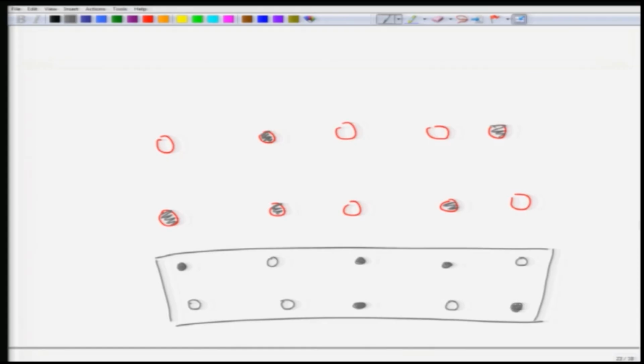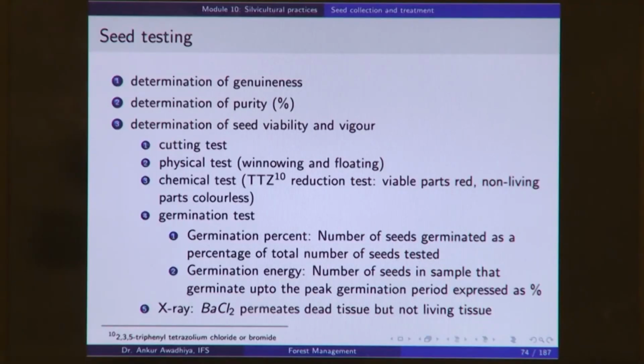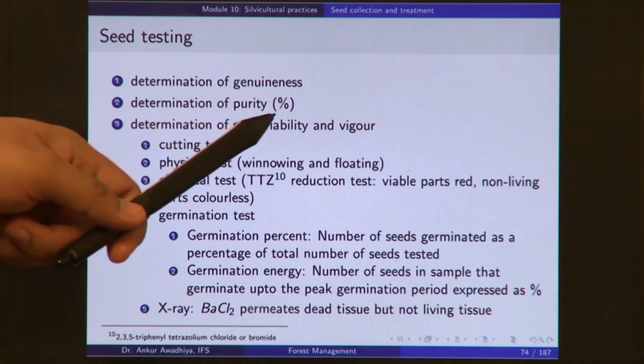So, anything that is dark on the film, where the film was getting exposed, it means that the X-rays were able to pass through the seeds, which means that those seeds were living. But wherever you get a white spot, it means that the X-rays were not able to pass through the seed, because barium chloride was able to enter inside, and because barium chloride was able to enter inside, it means that those seeds were non-living seeds. So, in this case we can see that there is a 50% viability in these seeds. So, we can make use of all these or even some other parameters to do a testing to determine the seed viability and vigor.